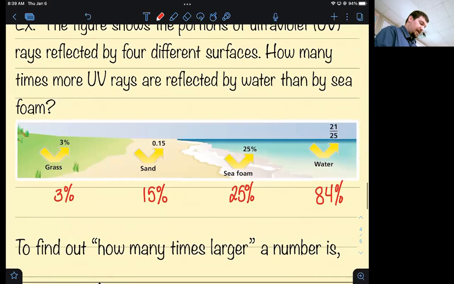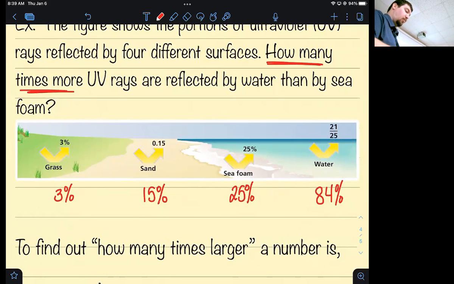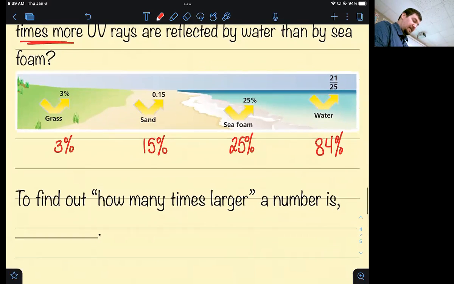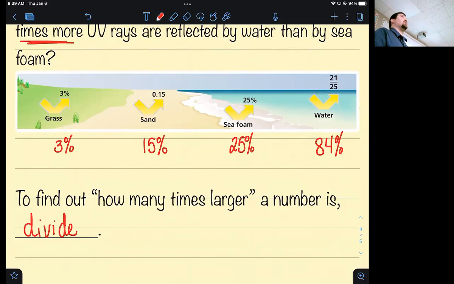Now, the question actually said, how many times larger, or how many times more UV rays are being reflected by the water than by the seafoam? Some of you saw this question on your homework last night, where it said, how many times larger is this than that? When you see a question that says how many times larger, that means you're going to divide. Like, how many times larger is 24 than 6? Well, 6 times 4 gives you 24. So it's 4 times larger. And so you're just dividing to get that answer.